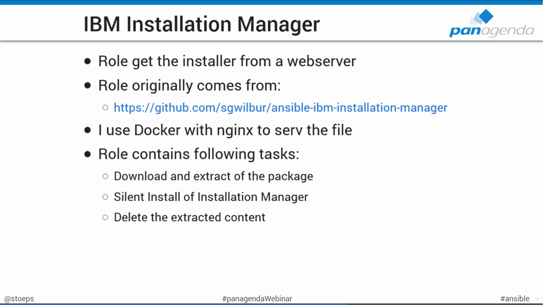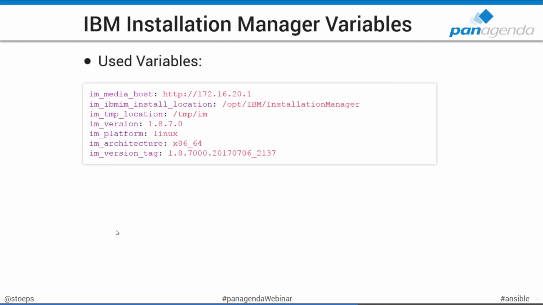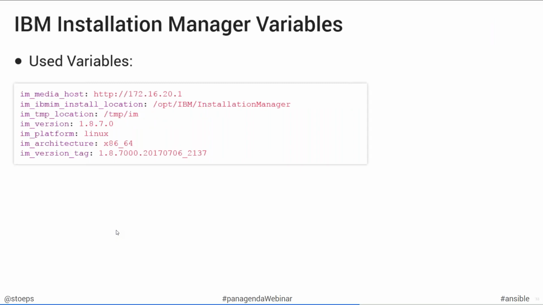So within that role, we download and extract the package. That's the reason we need the unzip package in the common role before. After that, a silent install of the installation manager is running, and the last step here is that the extracted installer will be deleted. And we see the variable definition here. So the media host is just the web server where the installer can be downloaded. Then the IBM EM install location is the target directory where we want to install the installation manager, a temporary location where we extract the installer package, and the version and architecture and so on for our install package. You can read all these variables from the installation manager package. It's all in the file name.